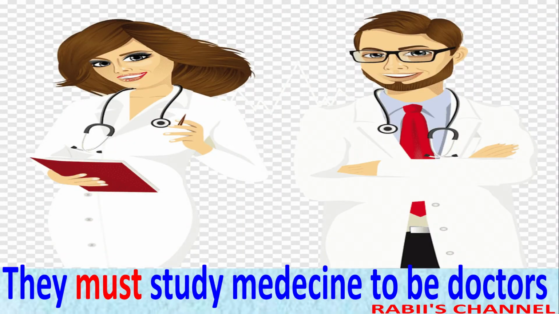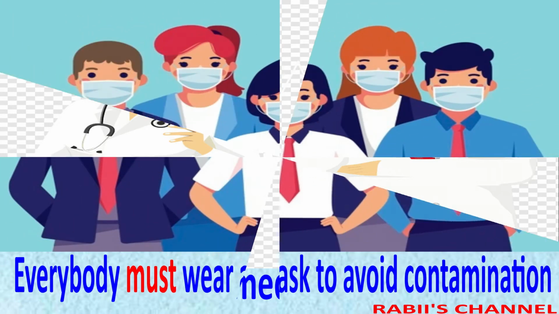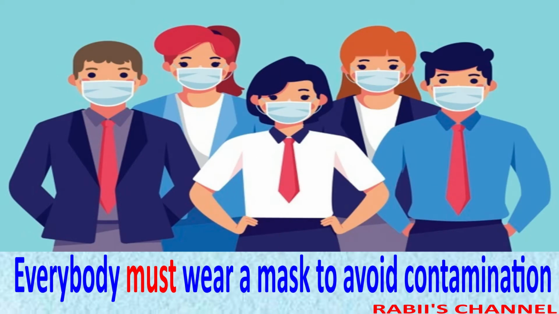Example 4. They must study medicine to be doctors. So studying medicine is obligatory. Alors ils doivent étudier la médecine pour être médecin. الأمر إلزامي, so must. Everybody must wear a mask to avoid contamination.